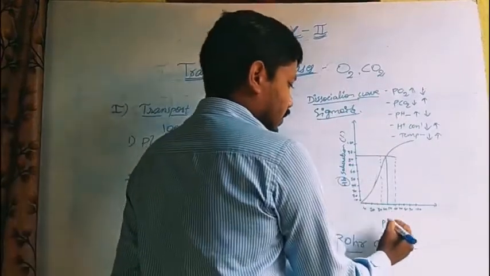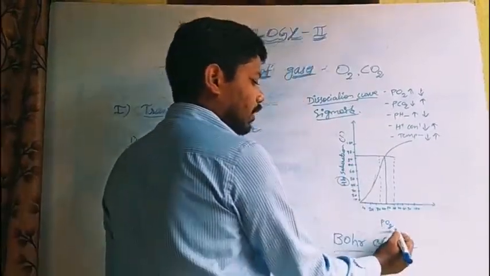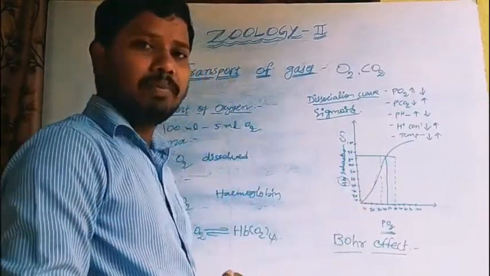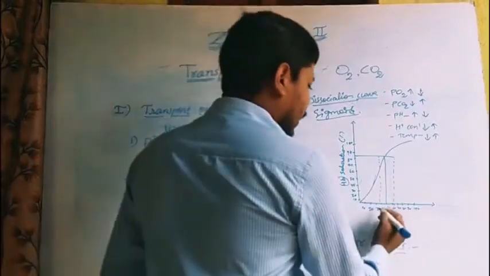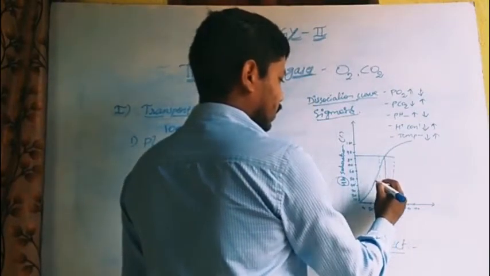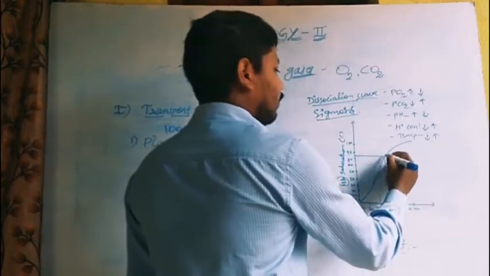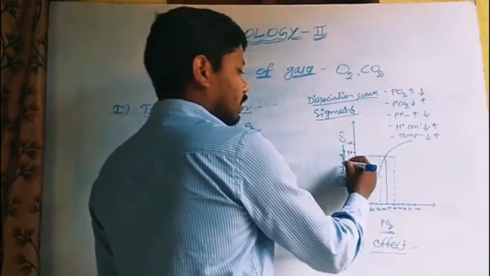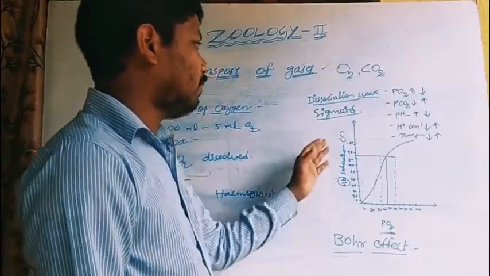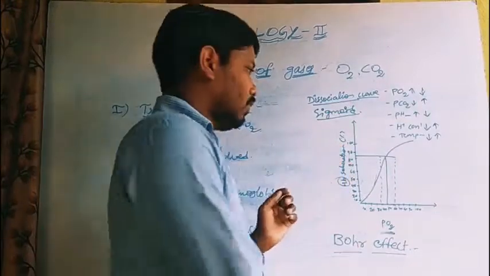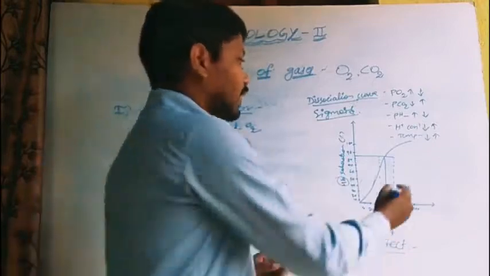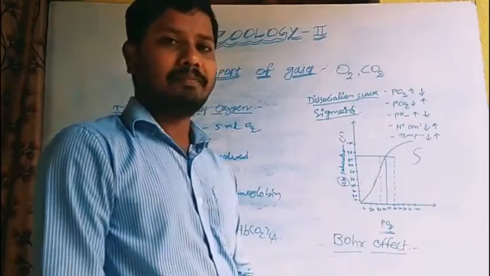Here, the y-axis consists of partial pressure of oxygen, and the x-axis consists of saturation of hemoglobin percentage. When the partial pressure of oxygen is high, the binding of oxygen with hemoglobin, or saturation of hemoglobin, is also high. When partial pressure of oxygen is low, the curve is flattened. Here the S-shaped curve is obtained.